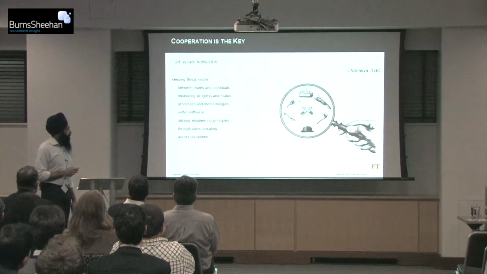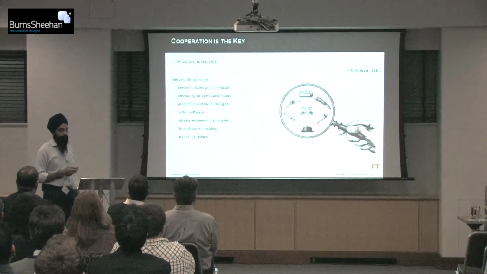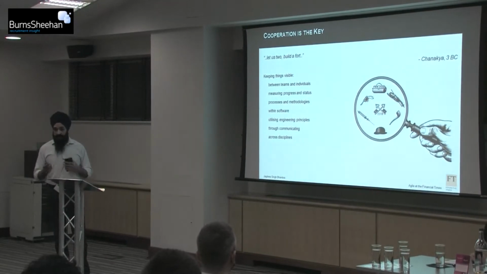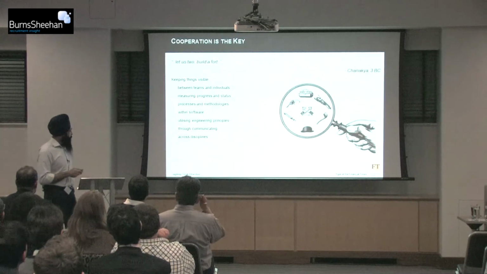What's the key? The main thing is keeping everything visible. We need to keep communicating, at different levels. One is within teams, amongst individuals. Another is measuring the progress and status, so everyone's aware of where you are at any point in time, be it the business, be it technology, be it another service such as security, for example.